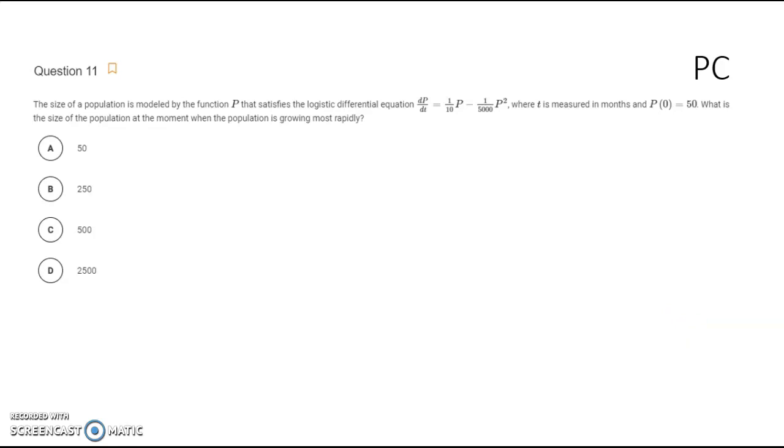Okay. Lastly, question 11: the size of a population is modeled by the given function, satisfies a logistic differential equation where t is measured in months and my initial value is 50. What is the size of the population at the moment when the population is growing most rapidly? Hopefully in your work you would have rearranged this, and we talked about how we could take out a P over 10. If we took out P over 10, we'd be left with 1 minus P over 500.